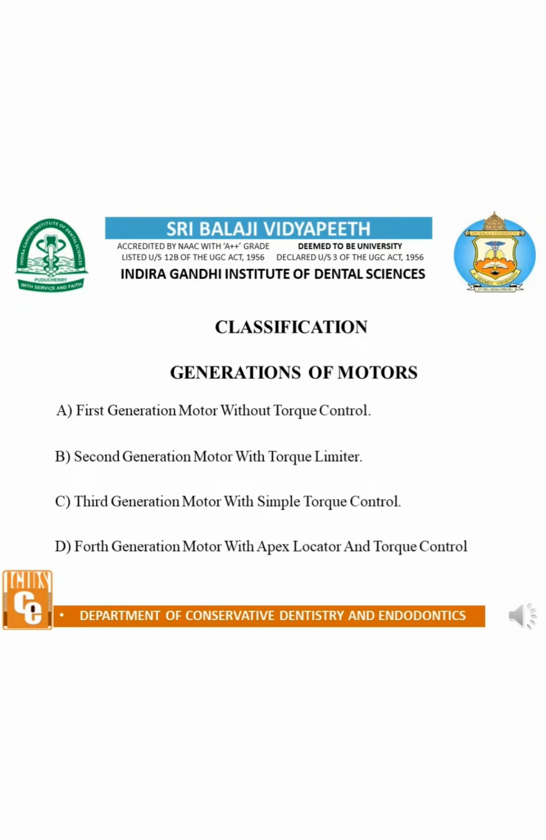Classification. Generations of motors. First generation motor without torque control. Second generation motor with torque limiter. Third generation motor with simple torque control. Fourth generation motor with apex locator and torque control.